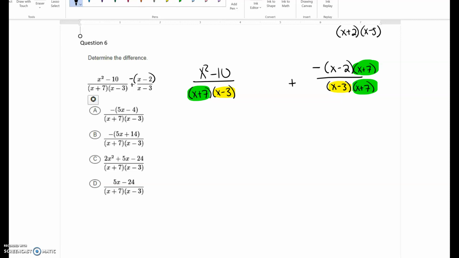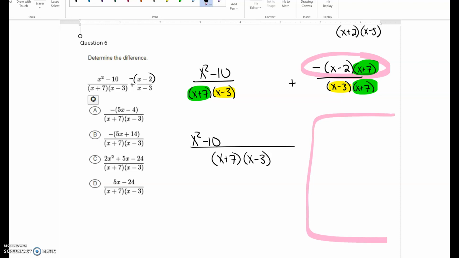Okay, here's the tricky part about this one. On the top, on the right side, we are going to have to double distribute. So our common denominator is x plus 7, x minus 3. We've got x squared minus 10, and then we are going to have the result of this, which I'm going to circle in pink, and I'm going to show all of that work right here. So if you want to try to work this out on your own, I'm going to pause the video and work this all out and then show you my answer.